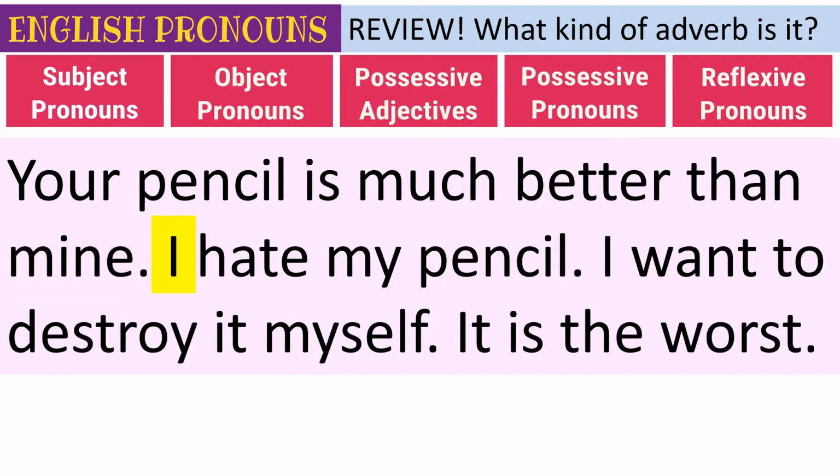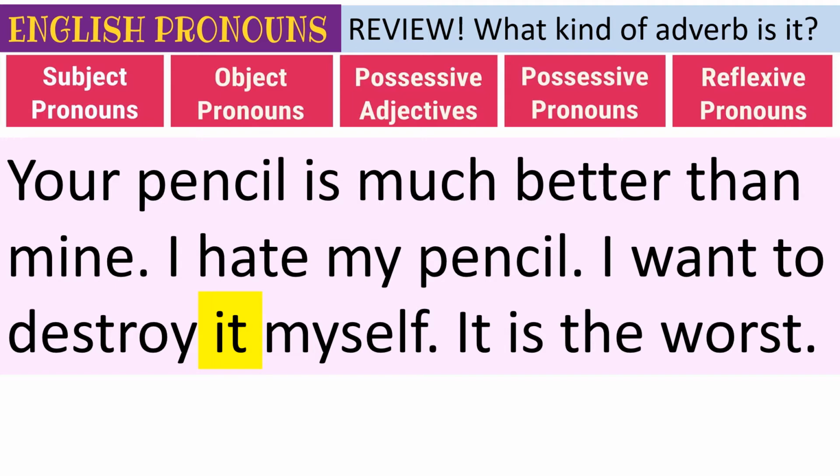I hate my pencil. What is I? The subject pronoun, as I've said before, I is always the subject pronoun. My pencil. Pause if you want to think. It's a possessive adjective because my is describing the pencil, so it is an adjective, but it is showing possession, so possessive adjective, not a pronoun there.